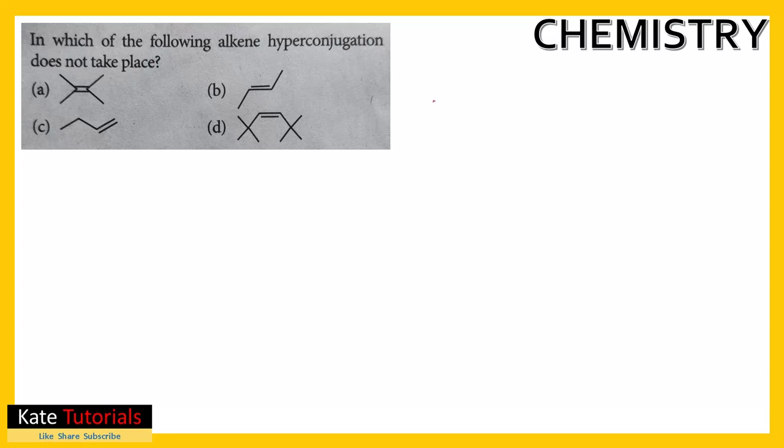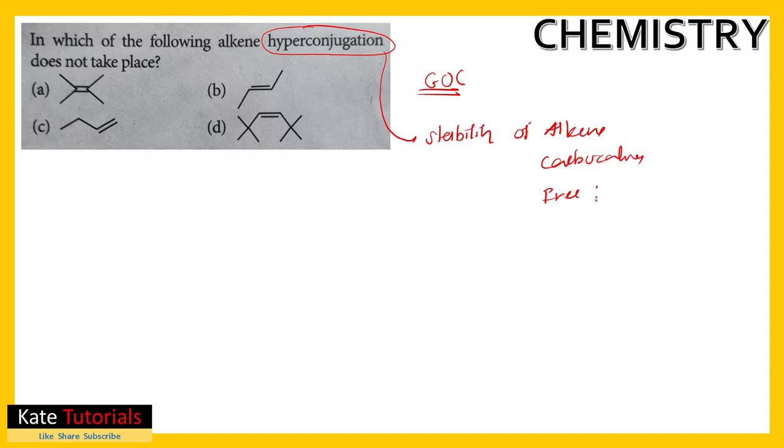If you have studied GOC, General Organic Chemistry, there they will teach about this hyperconjugation. Hyperconjugation means it helps in stability. It helps us to know the stability of alkenes, of carbocations, right, of free radicals, right. So we can explain the stability of these using this hyperconjugation effect.